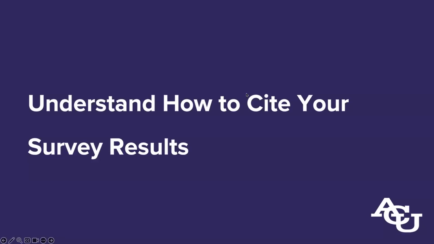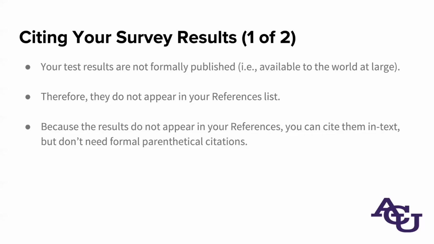So how would you cite your survey results? Well, keep in mind a few things first. Your test results are not going to be formally published. They're not going in a journal article. They're not going on a website for everyone to see. And so, according to APA style rules, they do not appear in your references list. Doesn't mean you can't talk about them. Doesn't mean you can't cite them. But we're not going to be doing that in a formal, you have a reference entry, author, date, citation sort of way. So you just refer to them in text.